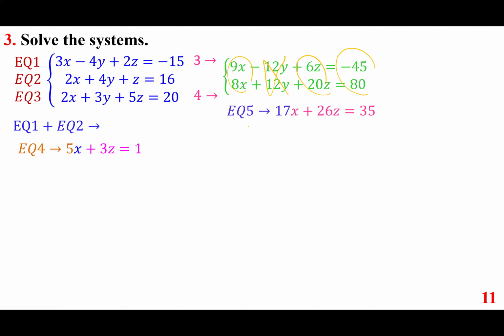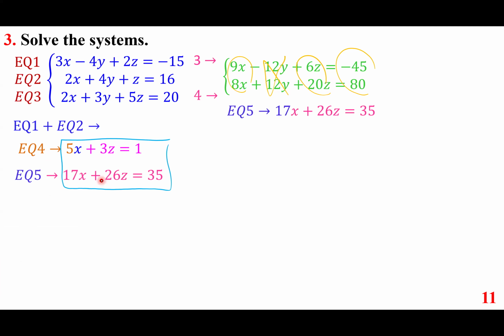And we call it equation 5. Now, what's happening, equations 4 and 5, they have x and z only. So let's put them next to each other. And now this is the system of a 2 by 2. So let's go back. Originally, we had 3 equations, 3 unknowns. Now we have 2 equations, 2 unknowns.